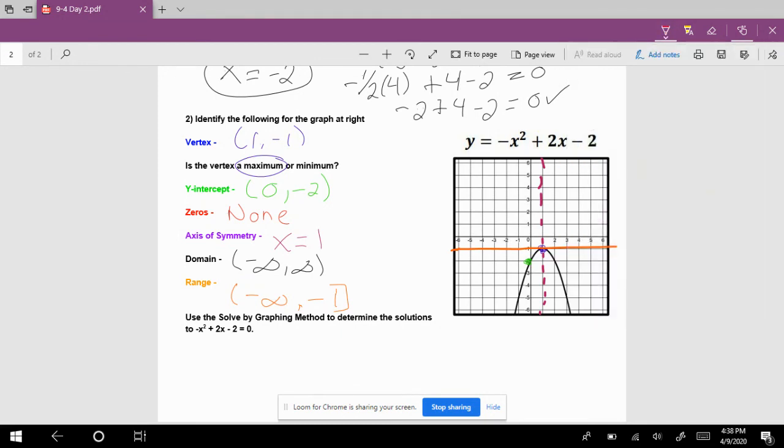Last but not least, solve by graphing method to determine the solutions to this equation. That is the same equation as what's above the graph, thus that's what's graphed. Now, because we don't have any x-intercepts, this one would be no solution because that one asked you to solve. Okay, there is not an x value that I could plug into that equation, evaluate using order of operations, and it become 0.